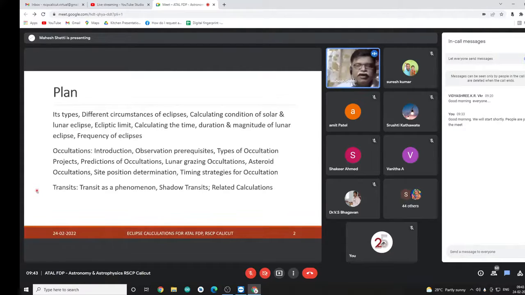some of the projects and things that can be done, observations that can be done, and we'll also talk about the transit. Though it is a rare phenomenon, there are things that are very interesting as far as calculations are concerned.